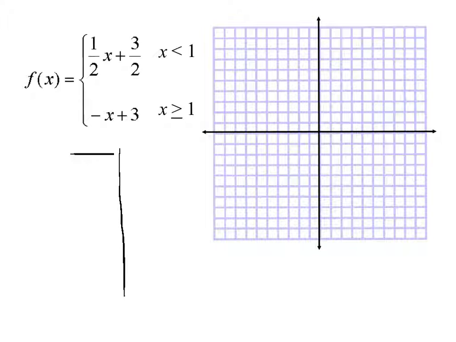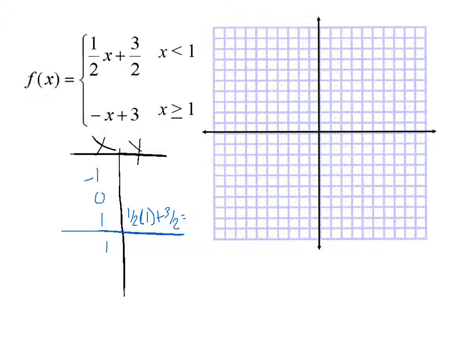So we start with our XY table. I'm focusing this around the number 1. So I'll put a 1 above and below. And then we'll just go with, the top one says x is smaller than 1. So I'll plug in a couple there. So I plug in 1. I get 1/2 times 1 plus 3/2. 1/2 times 1 is 1/2, so I get 4/2, which is 2.